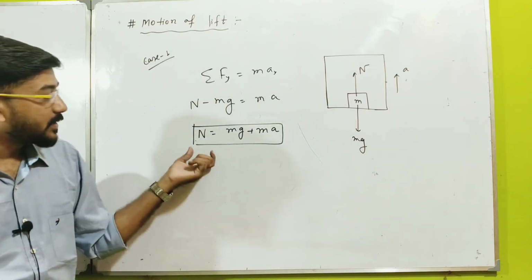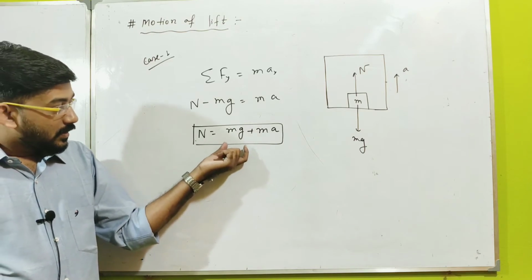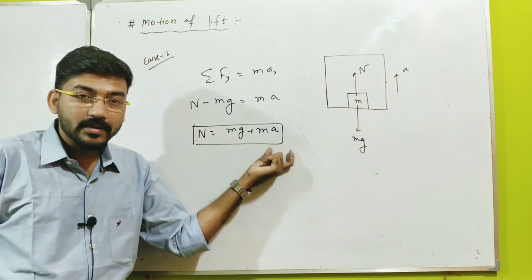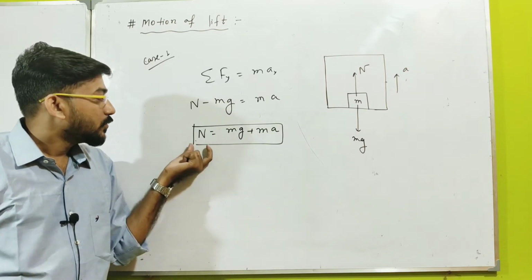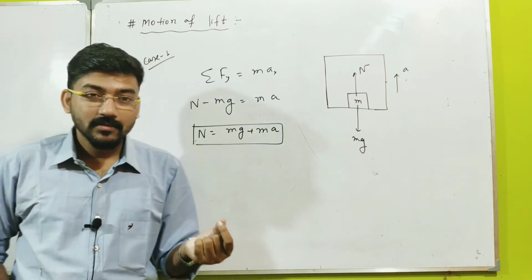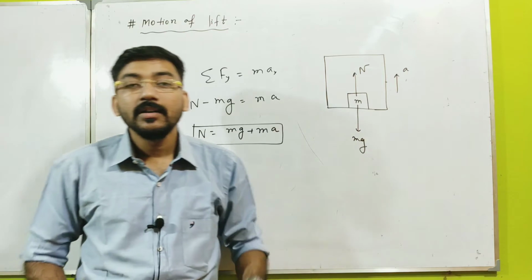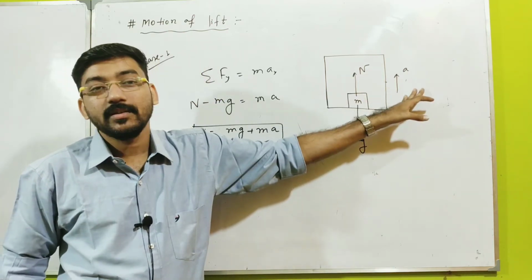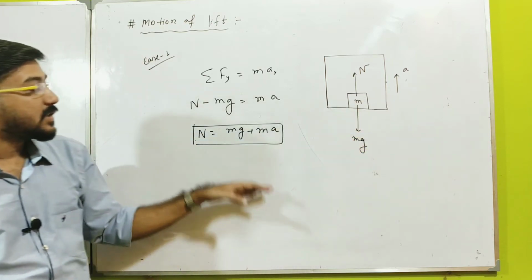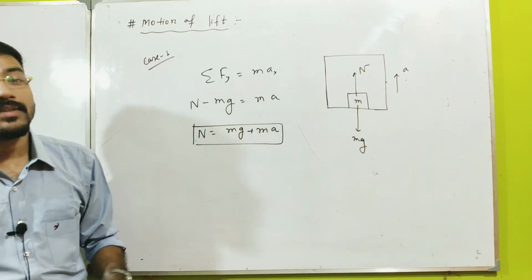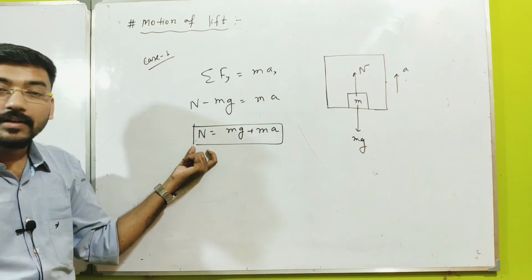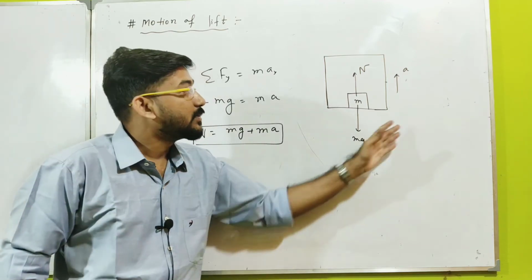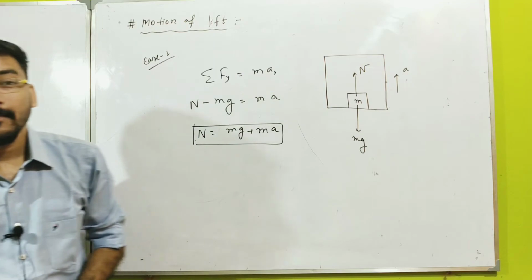But here the normal reaction is mg plus some extra term, so we feel N more than mg. If the lift is at rest, or we are on the ground at rest, then we feel only N equal to mg, because there is no acceleration. But due to this acceleration, we experience this extra force ma, and that's why we feel heavier than our actual weight within the lift when the lift is moving upwards with an acceleration a.